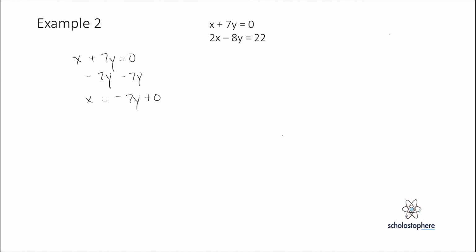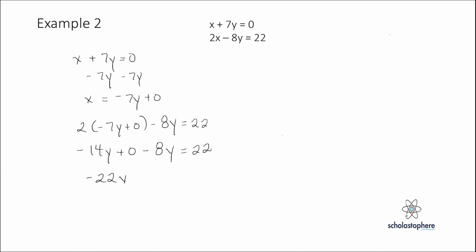So it should look something like this: 2 parentheses -7y plus 0 close the parentheses minus 8y equals 22. So once you distribute the 2, you should get -14y plus 0. Bring down a -8y, the equal sign, and a 22. Now we're going to go ahead and combine like terms. So you should get -22y plus 0 equals 22.